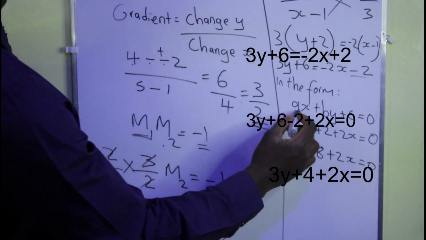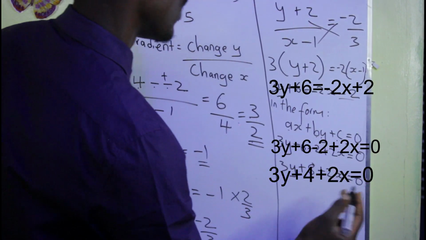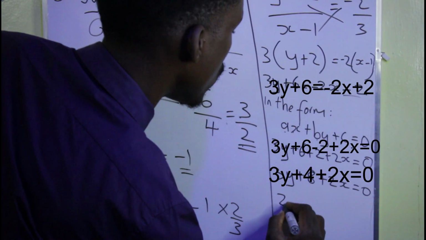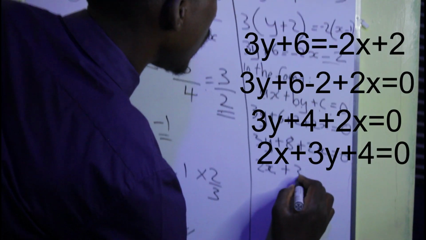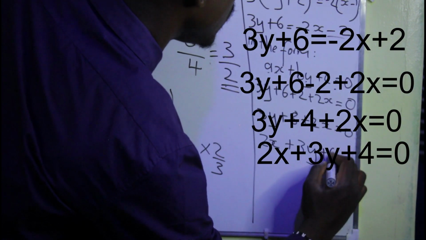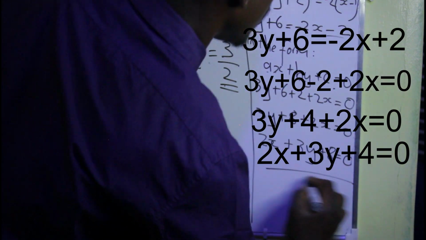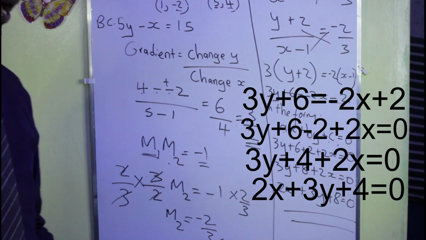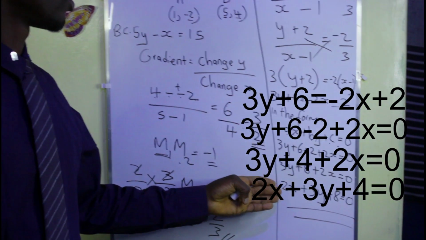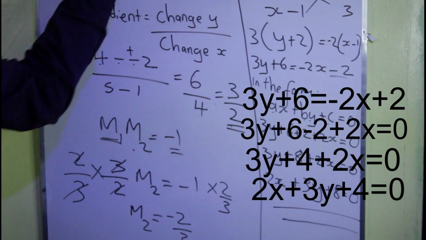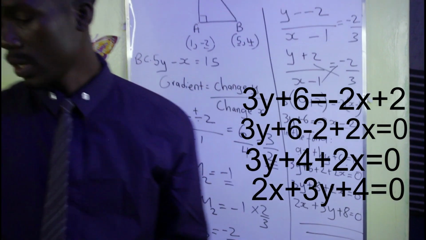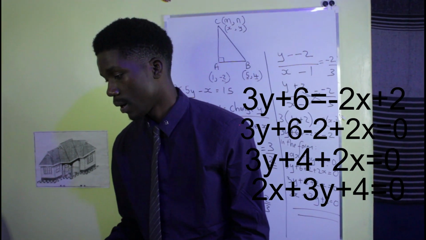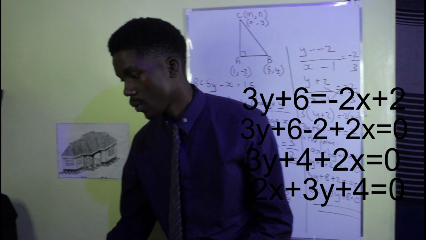Now in the form of ax plus by plus c, we just take 2x plus 3y plus 8 equals to 0. Now, that is the equation of line AC. Up to that point, that one is equal to 4 marks.